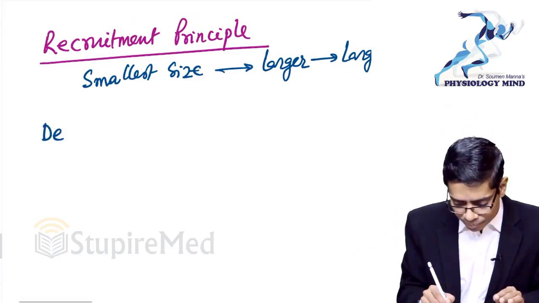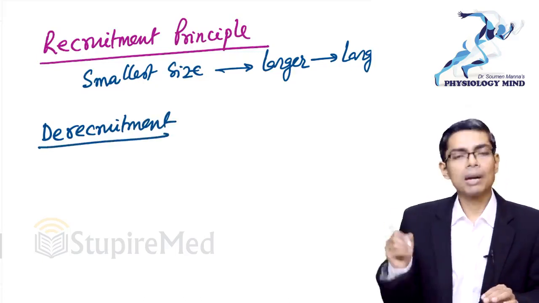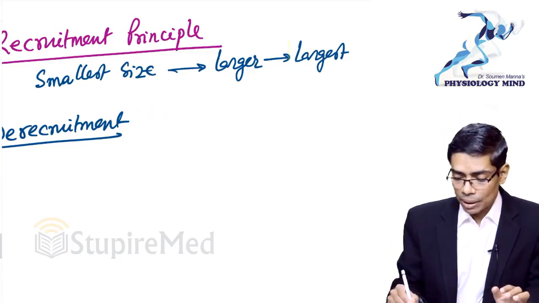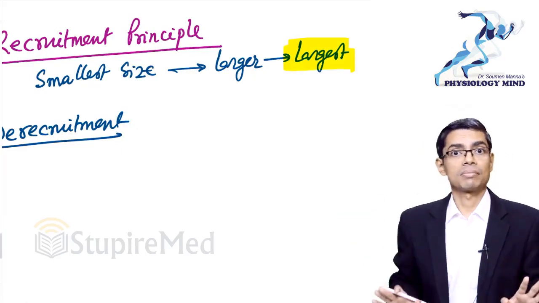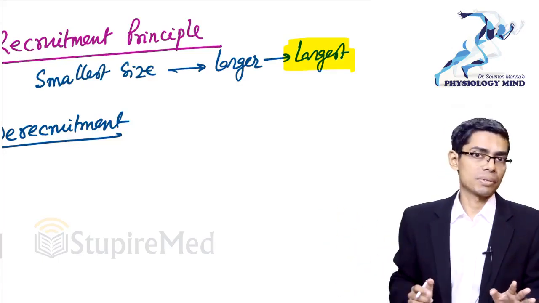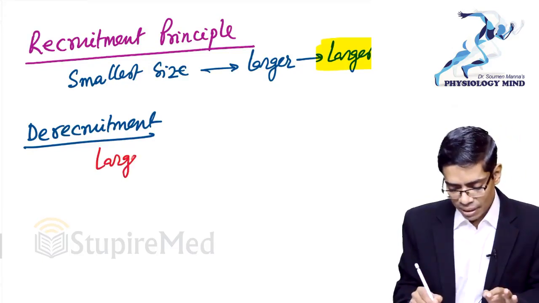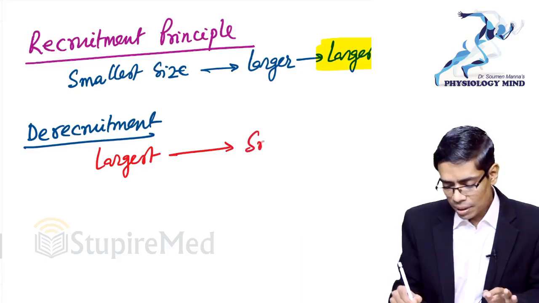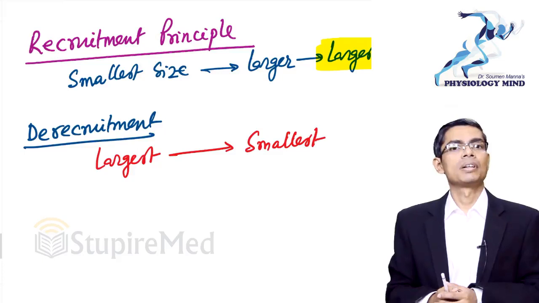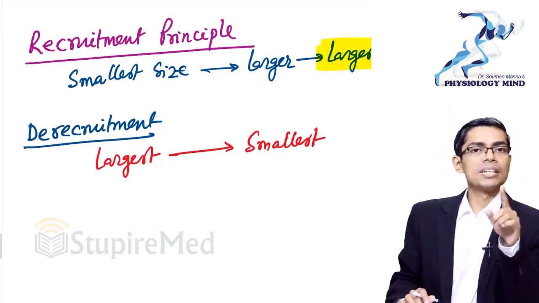So, the de-recruitment principle. How will it be done? Who will get fatigued easily? The larger one. So first you relieve the largest. Then you relieve those which are fatigue resistant. So de-recruitment is in the opposite direction: first the largest, from largest to larger, and at the last the smallest motor unit. So that's why it is said that recruited first is de-recruited last.